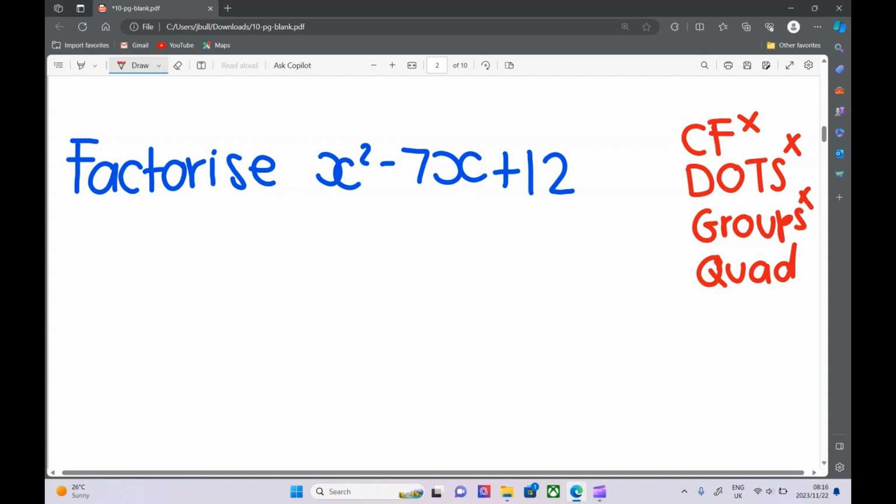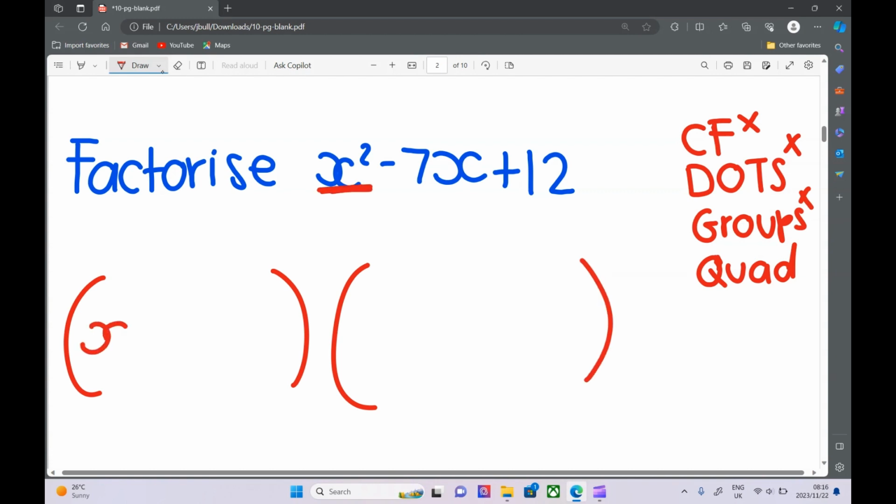So with a quadratic, we said a quadratic is always going to be in this form. So it always has 2 brackets. We always take this first one, we just write it without the square, so x and x.